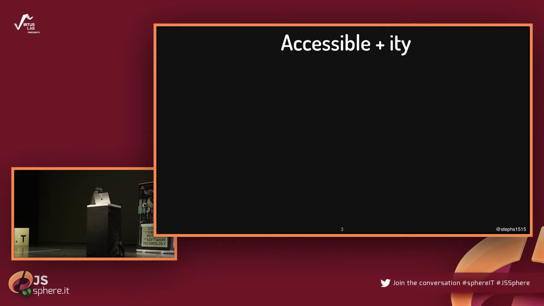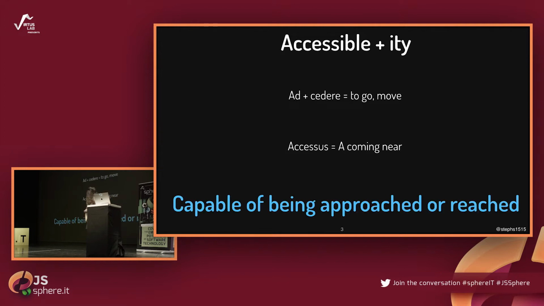So the word accessibility comes from the adjective accessible, plus the particle -ity. A very long time ago, when everyone was talking in Latin, this word originated as accedere, which meant to go or to move. Then, with time, it evolved into accessus, which meant a coming near. And time passed, and we have the meaning that we have right now, which is capable of being approached or reached. When we add the particle -ity to this adjective, we get the quality of being this.